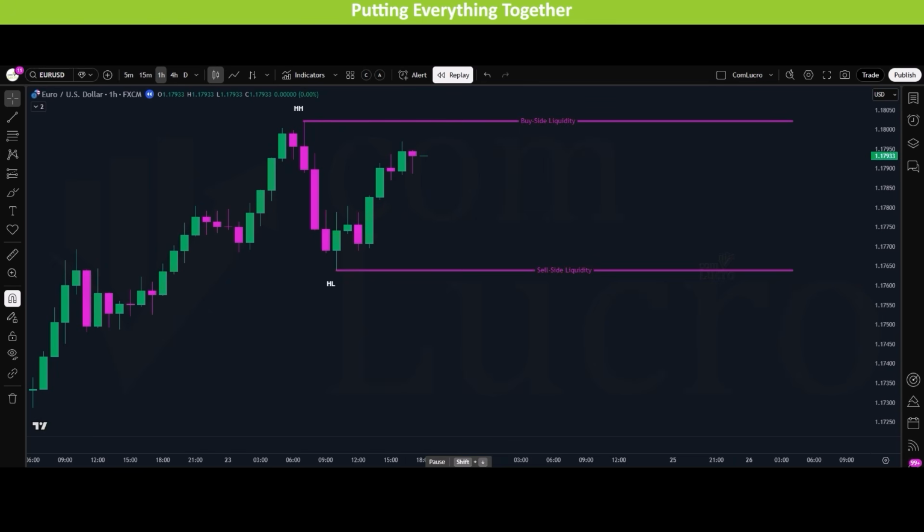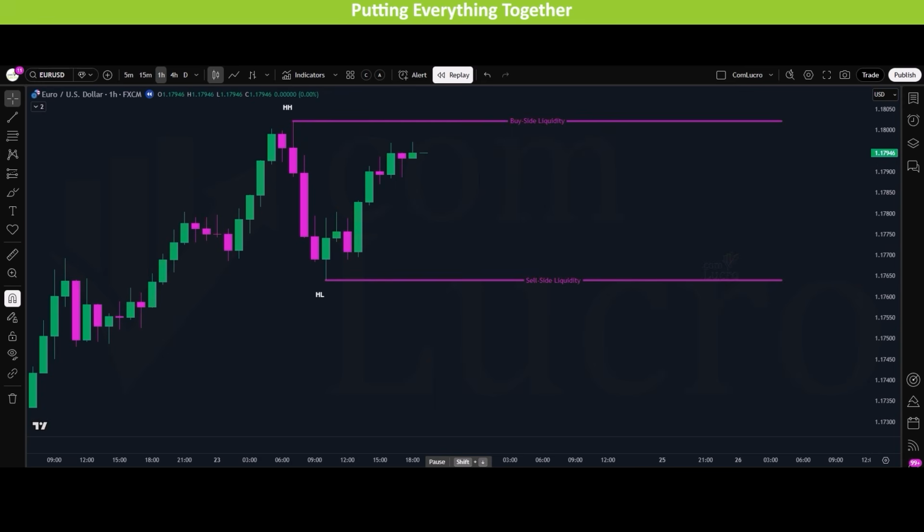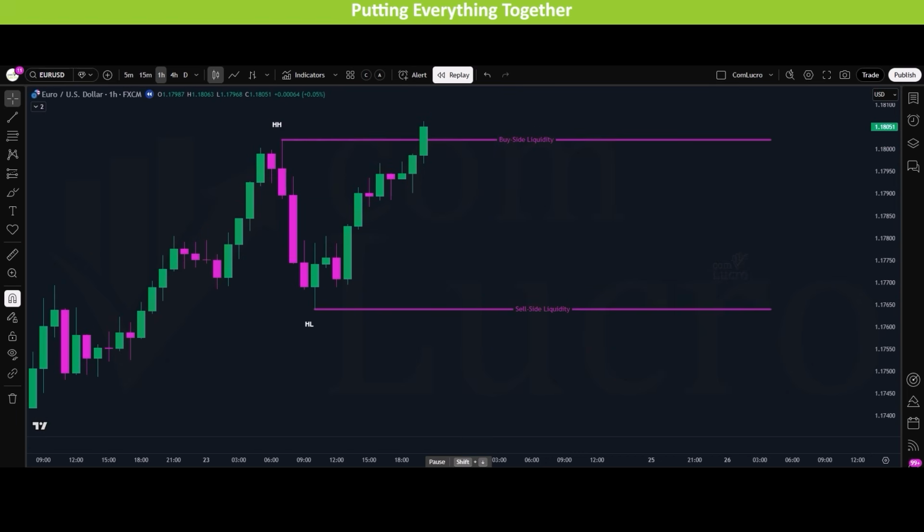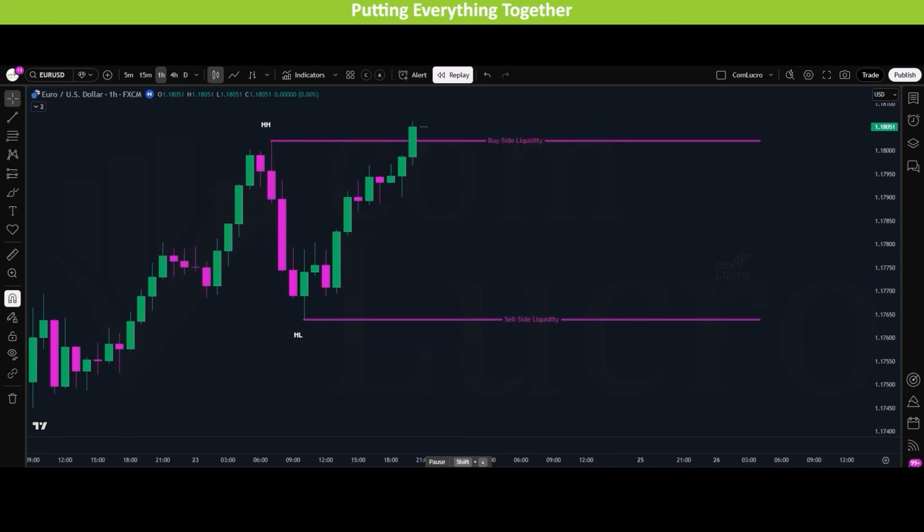In this scenario, your focus is buy-side liquidity resting above the recent highs, where short stops and breakout entries tend to accumulate. Price often makes a shallow pullback, sometimes not even forming a clear higher low, and then pushes above the previous high.